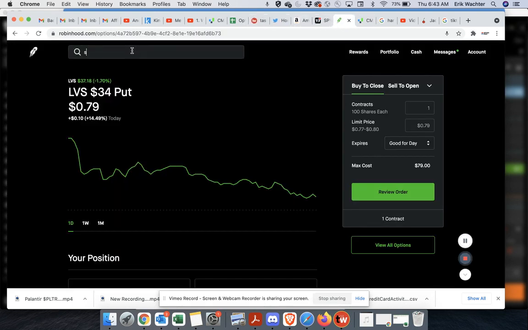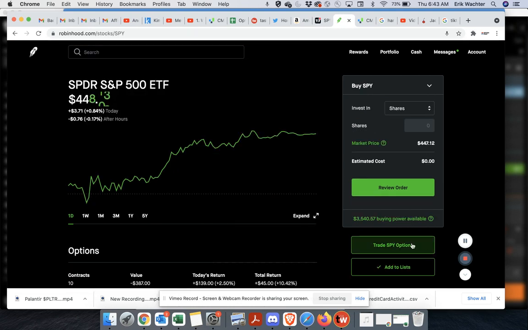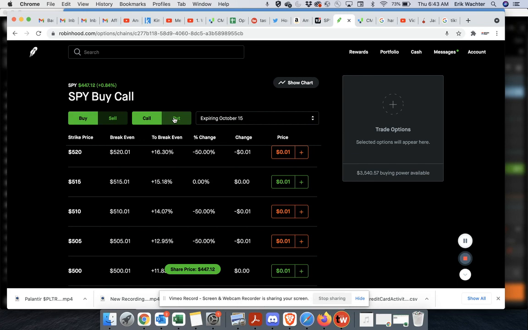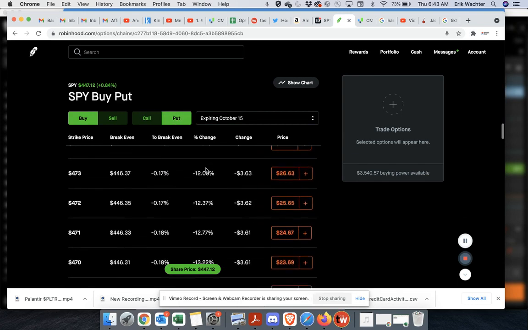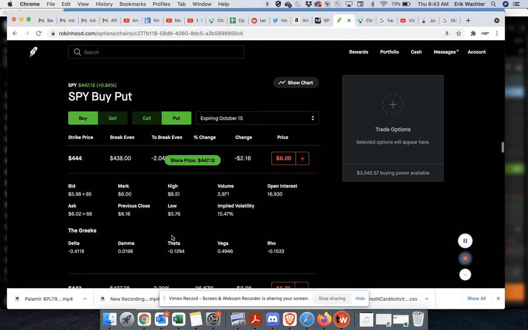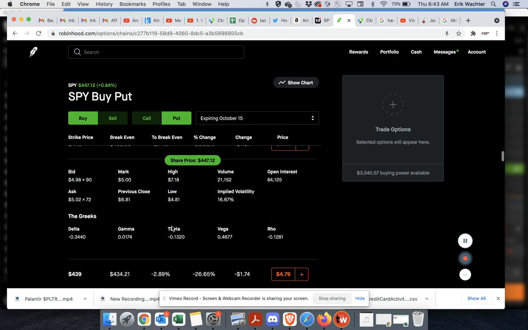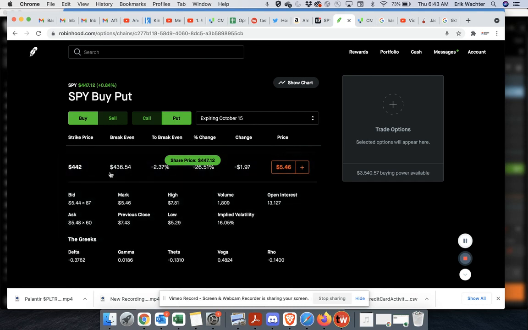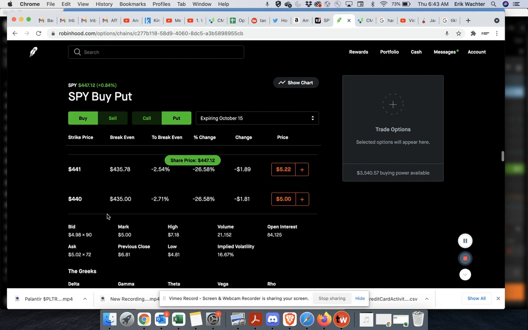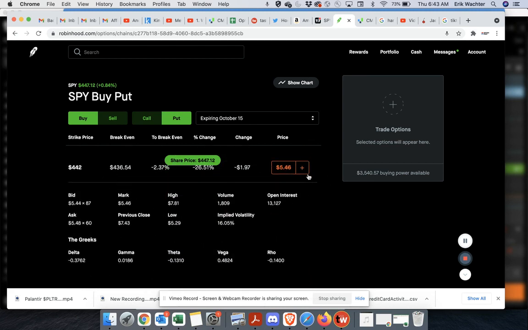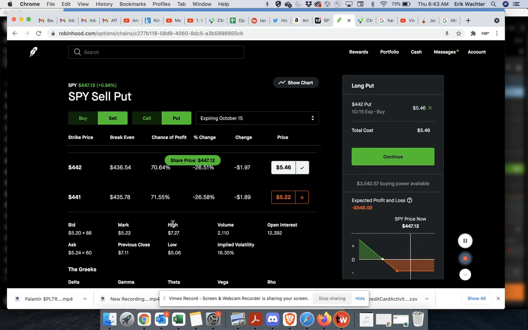So we're going to go to SPY, and look at what this trade looks like, trade options. 30 days from today is the 15th of October. We're going to first buy a put at 37 delta. So let's go find that. That would be maybe 442 or 441. Let's go with 442, it's closest to 37. Next, we're going to sell the 30 delta.